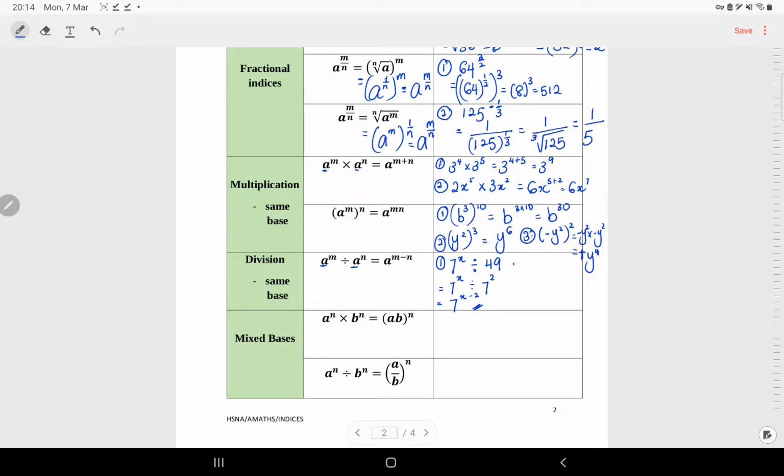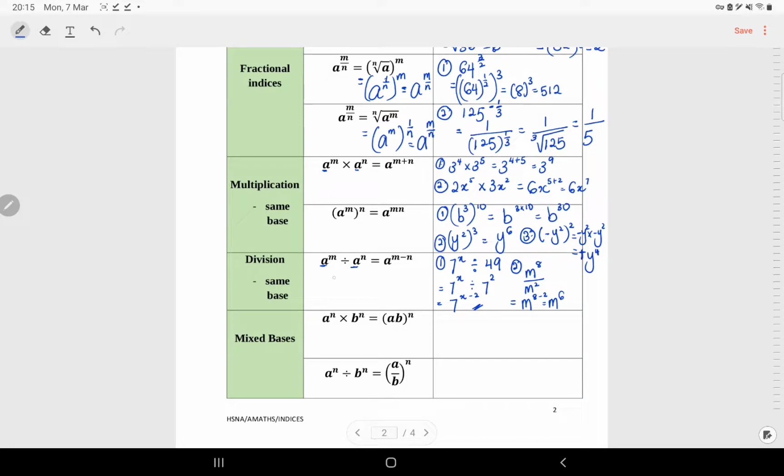Or second example, say I have m to the power 8 over m squared. When you have your fraction like this, it means divide. So m to the power 8 divided by m squared, they are of the same base, so what you do is subtract the powers, 8 minus 2. So that's m to the power 6.